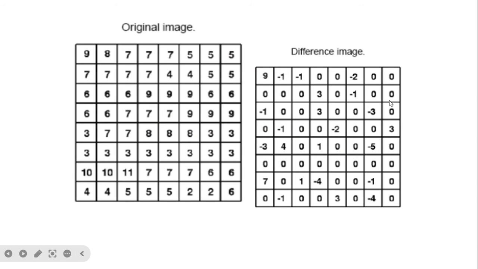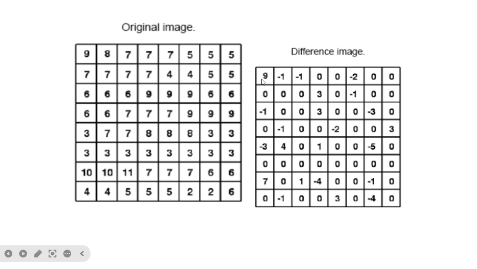Now this is another example. This is the original image and this is the difference image. Here again it is taken row by row, left to right and then again right to left. In this way it is encoded. So first pixel as it is, second pixel is 8 minus 9, 7 minus 8. In this way the image is constructed.